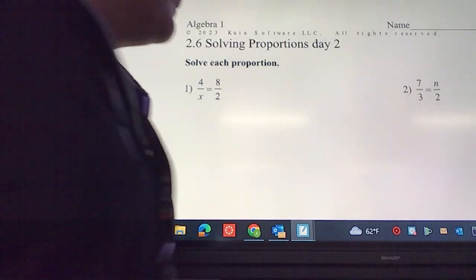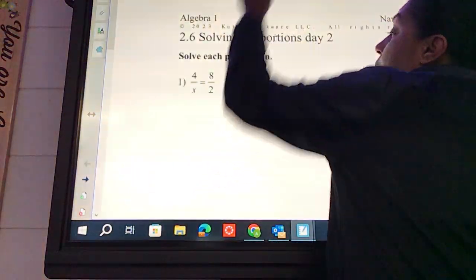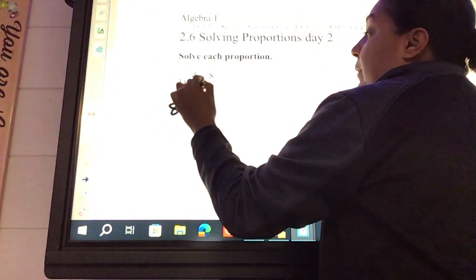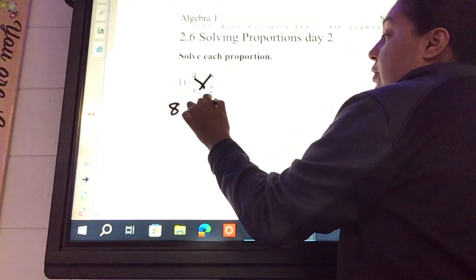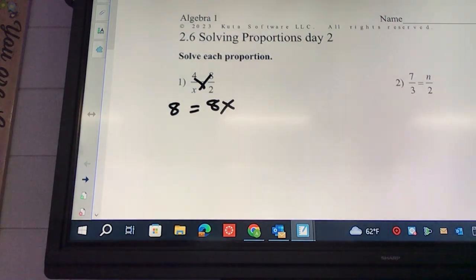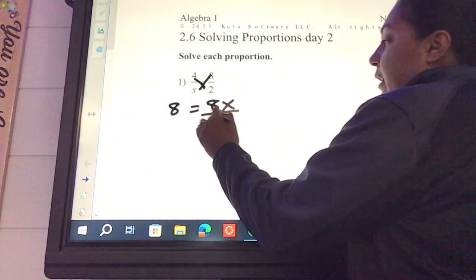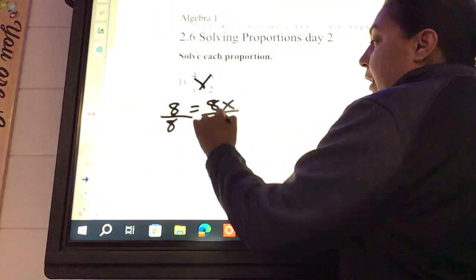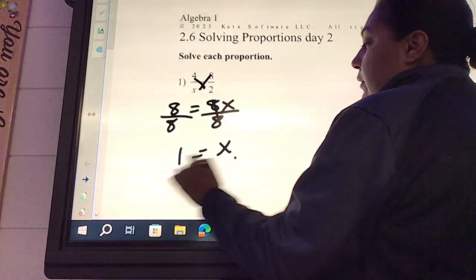Okay. So we say 4 times 2, which is 8, and then 8 times x, which is 8x. Because these all only have one piece on every side, this is truly cross multiply and divide. Anything after 2 pieces is not going to be. So we cross multiplied and then we're going to divide by 8. So we're going to get x equals 1.